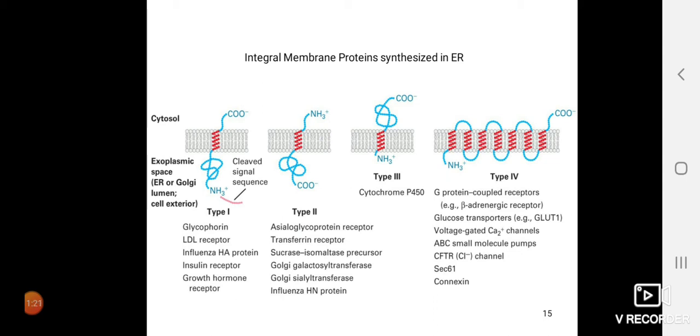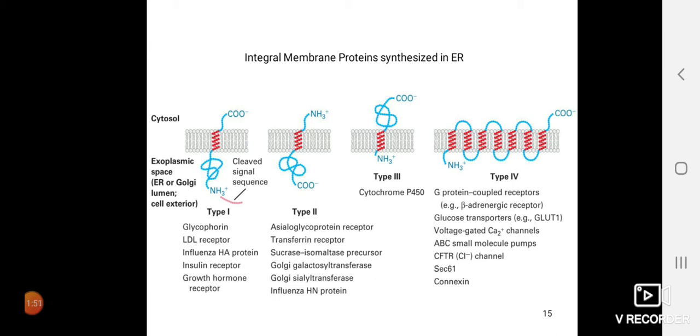Type 2 has the opposite orientation to that of type 1. They have larger C terminal domains, and the C terminals are on the exoplasmic side. The N terminals are on the cytoplasmic side, and the C terminal portion is more functional there. Asialoglycoproteins, transferrin and so on are examples.